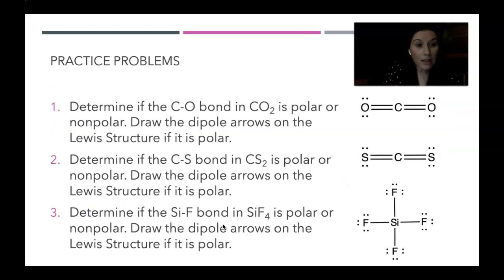Okay, go ahead and try these 3 practice problems on your own. Calculate the delta EN for each of these, and then draw the dipole arrows if the bonds are polar on the Lewis structure. We have one for CO2, CS2, and SiF4. We'll check these answers in class, but reach out to your teacher if you have questions.